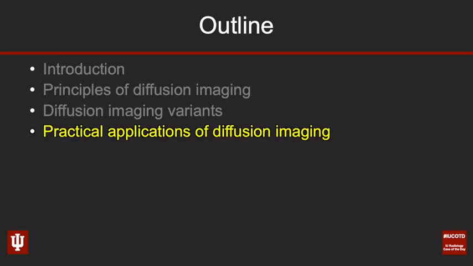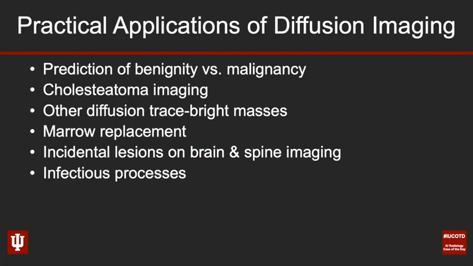From here on out, we're going to focus on very practical applications of diffusion imaging that you can do every day in the reading room, and things that I think can add value to your imaging. And these, to me, are really the current practical applications of diffusion imaging. We'll first start off by talking about prediction of benignity versus malignancy.